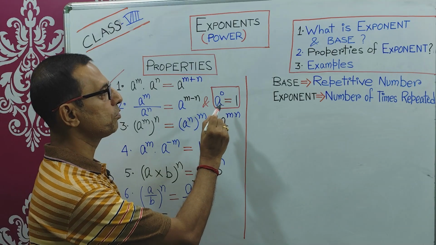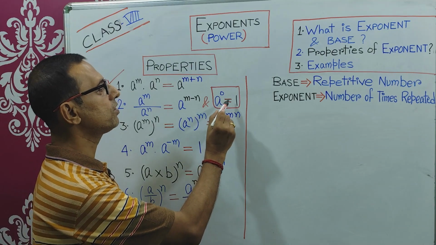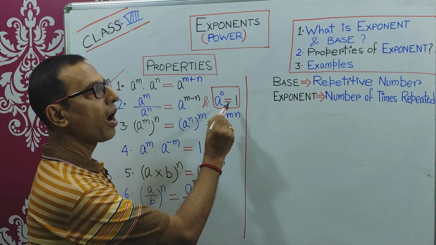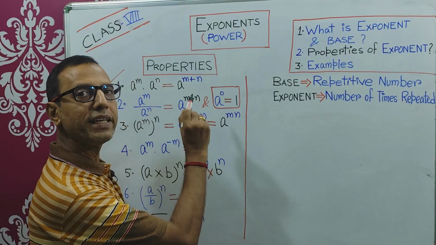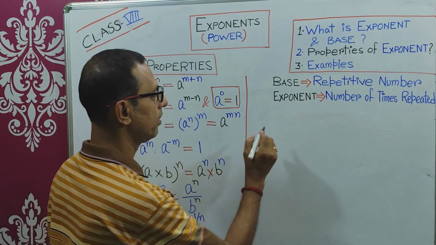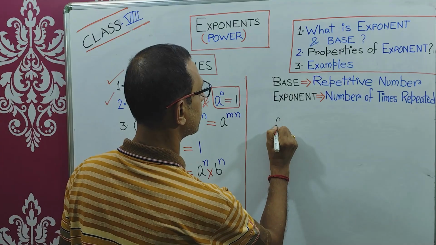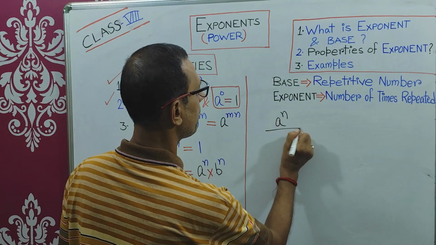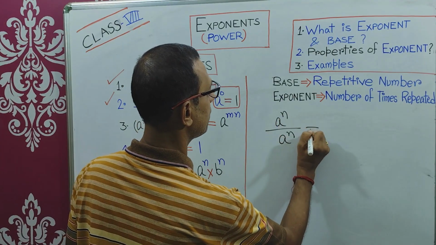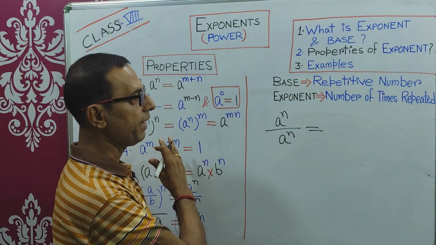One important property you need to remember is that a to the power 0 equals 1. I will prove why anything to the power 0 equals 1. So now I will utilize, let's say, a to the power n by a to the power n. Just forget about any properties.